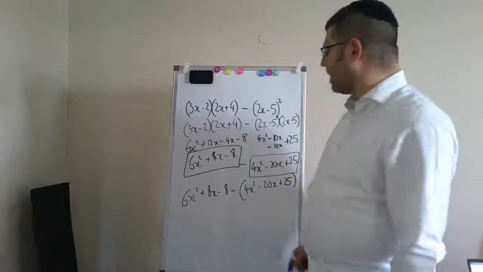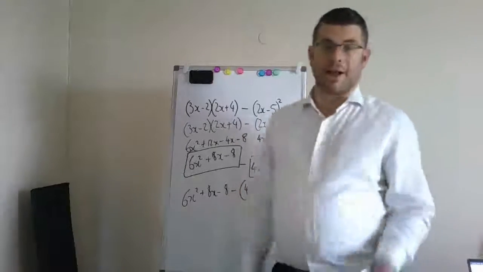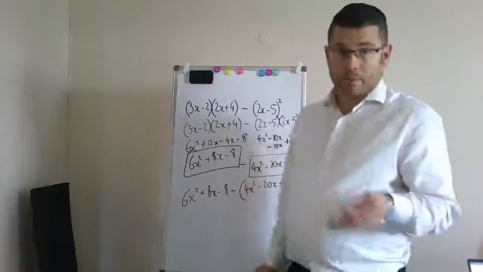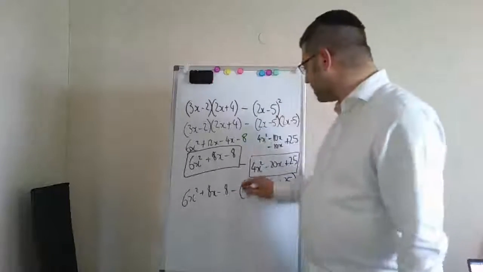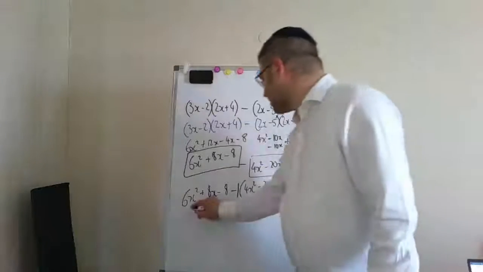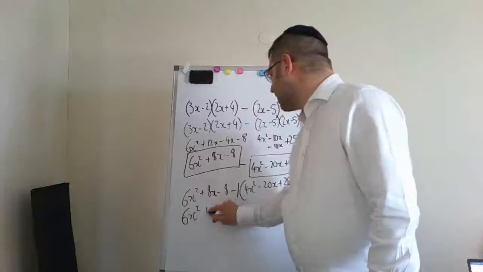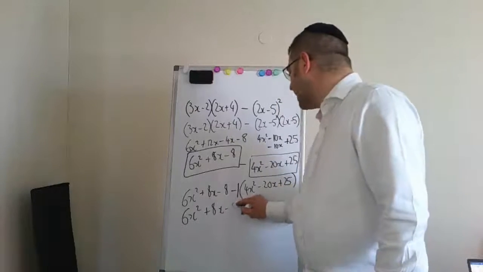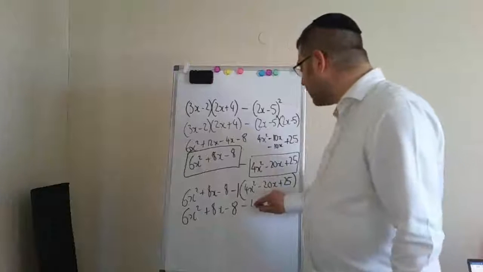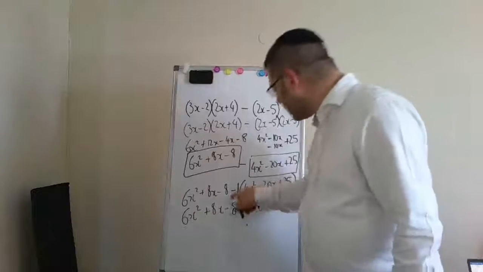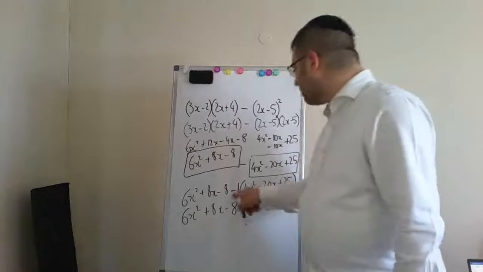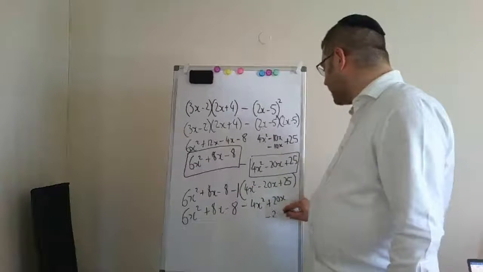And now we multiply this out. Remember, a minus in front of a bracket really is an invisible minus 1. Minus something is really minus 1 times something. So perhaps, if it makes it easier for you, write a 1 there. So then what does this become? 6x squared plus 8x minus 8, minus 1 times 4x squared is minus 4x squared. Minus 1 times minus 20x is plus 20x. And minus 1 times plus 25 is minus 25.